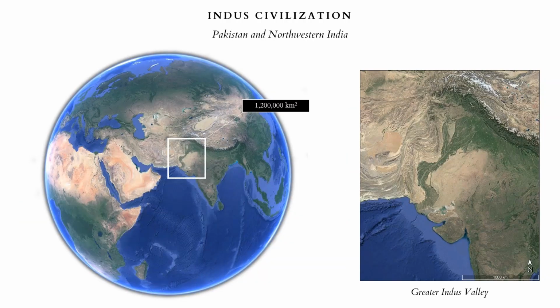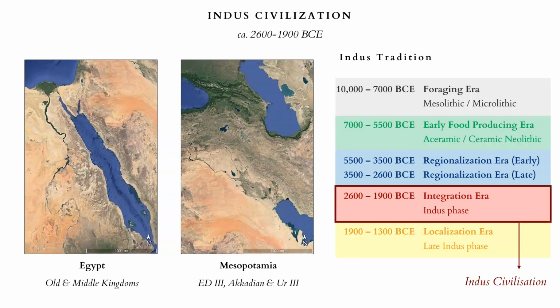The Indus civilization or Harappan culture developed along the Indus River basin and the neighboring regions in present-day Pakistan and northwestern India, the so-called Greater Indus Valley, in the second half of the 3rd millennium BC. The Indus civilization was therefore contemporaneous with the Old Kingdom and early Middle Kingdom in Egypt, and with the Early Dynastic III, Akkadian, and/or Ur III periods in Mesopotamia.